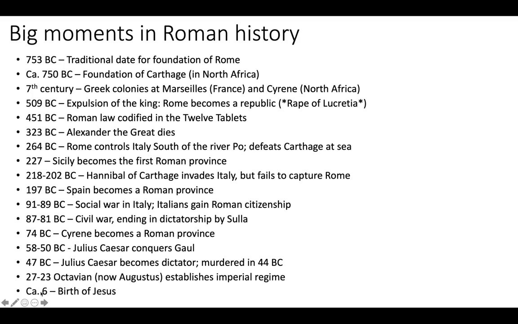And then the last bit I'll say is it's interesting that at pretty much the same moment is the origin of what will become Christianity. So circa 6, I believe this is 6 BC, birth of Christ.